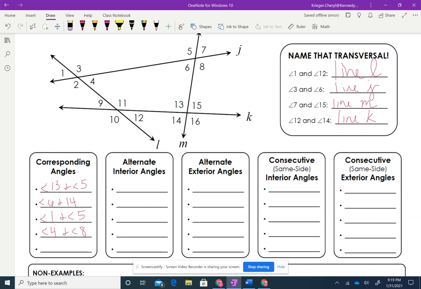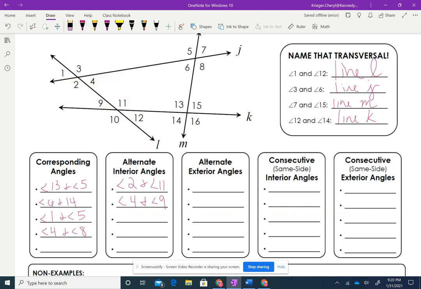Okay, so alternate interior angles. Let's go ahead and indicate a transversal. I'll choose L this time. So here's L, my transversal. An alternate interior means they cross over the transversal, but they're on the interior. So here's my interior. Okay, so that would be angle 2 and angle 11. And I could also do angle 4 and angle 9.